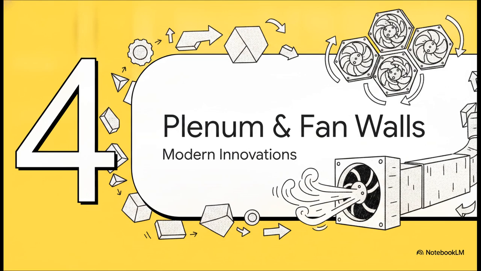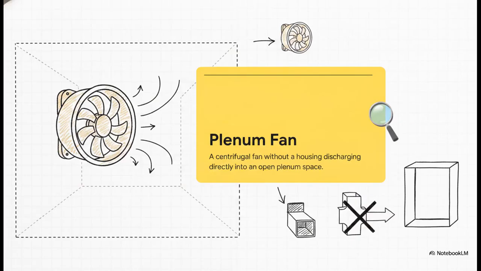All right, Part 4, plenum fans and fan walls. We're leaving the traditional housings behind for these modern marvels. So, what exactly is a plenum fan? By definition, it's actually a centrifugal fan, but with one massive difference. It entirely lacks a traditional housing or scroll. Instead of being boxed in, it discharges air directly into an open plenum space. By ditching the housing, you completely eliminate the need for complicated duct transitions. This allows for incredibly flexible layouts in large, built-up air handling units.